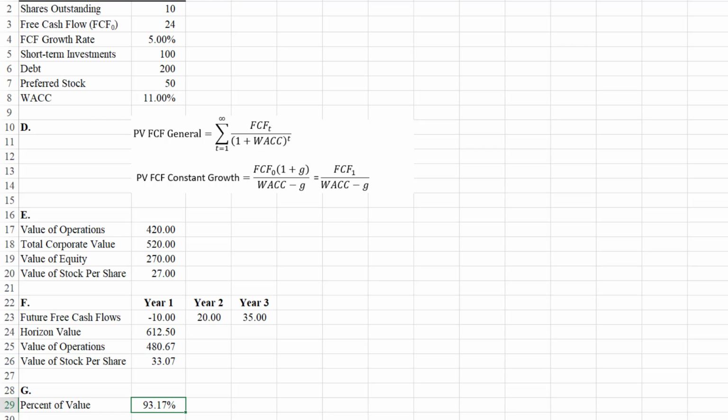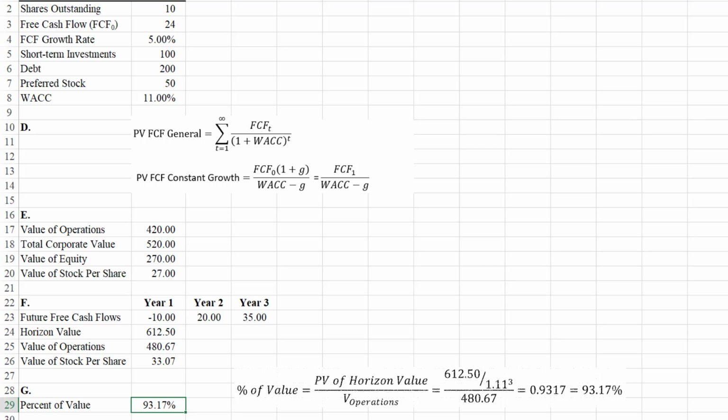Now, question G asks, if B&M undertakes the expansion, what percentage of the value of operations at year 0, remember that was 480.67, is due to the cash flows from years 4 and beyond? So remember that we found the horizon value of the stock. That's the present value of all of the free cash flows from year 4 out to infinity. When we discount it at 11% for 3 years, we get 447.85. And then that divided by 480.67, which is the value of operations at period 0, tells us that 93% of the value of operations is due to those cash flows from year 4 and beyond.